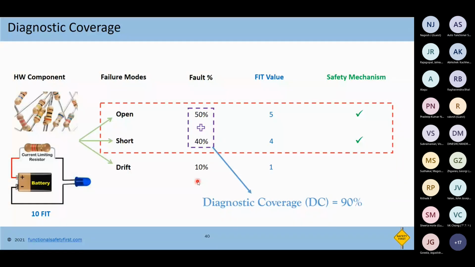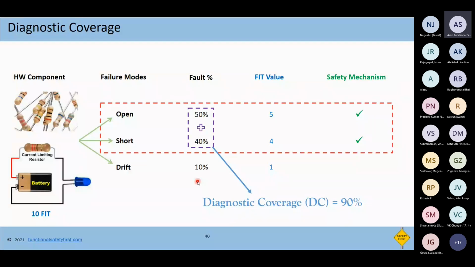Let's say that can be an open or a short or a drift. Sorry, not the LED, let's take the resistor. The failure modes of the resistor can be that there is an open, there's a short, or there is a drift. If I have a safety mechanism that can detect open or short and does not detect drift, then only some of the failure modes are covered, only the open and the short.